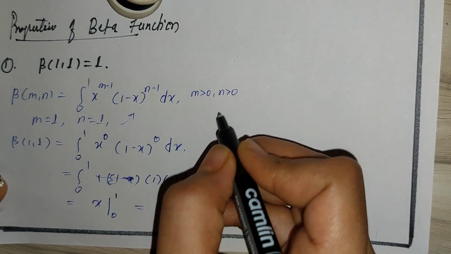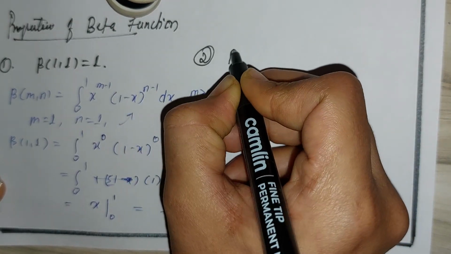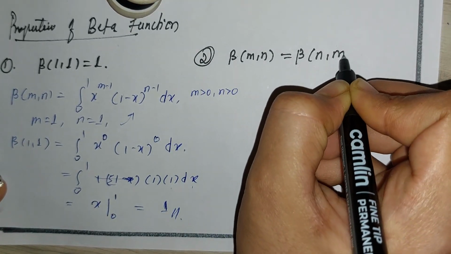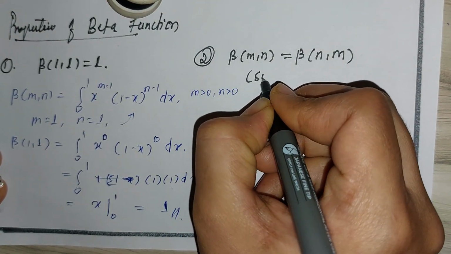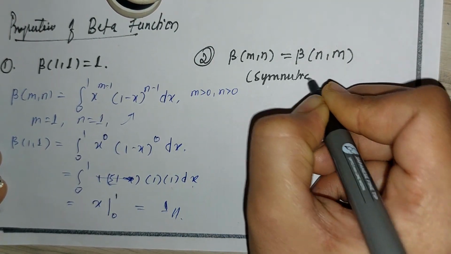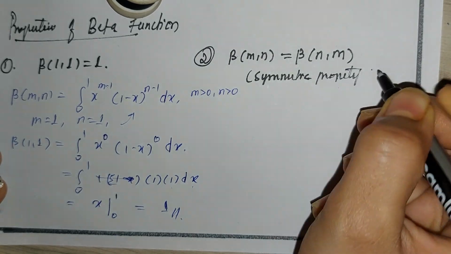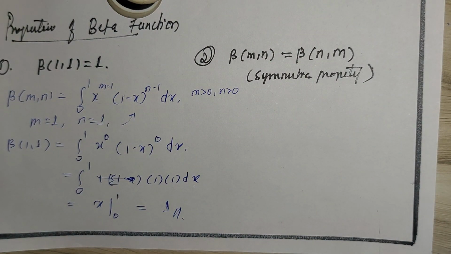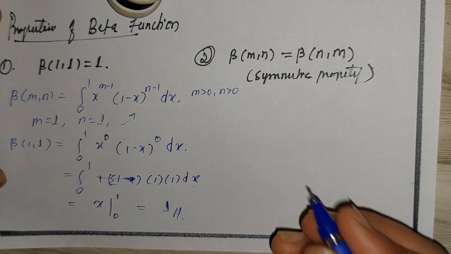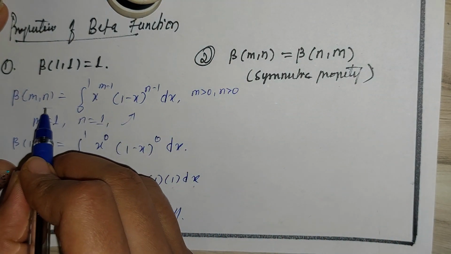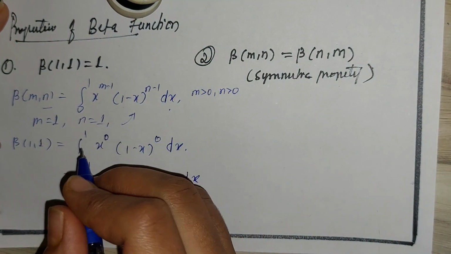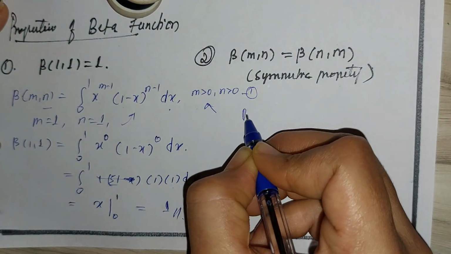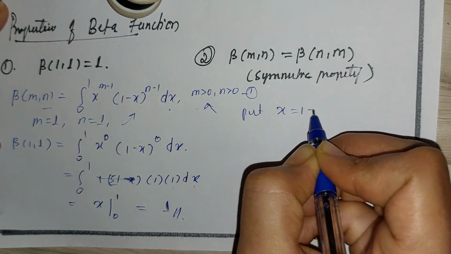Now let us deal with the second property, that is beta of m comma n is equal to beta of n comma m. This property is also called the symmetric property, because here these are the mirror inverse, so they are called a symmetry. So we know the formula of the beta function is this, and in this equation 1, put x is equal to 1 minus x.